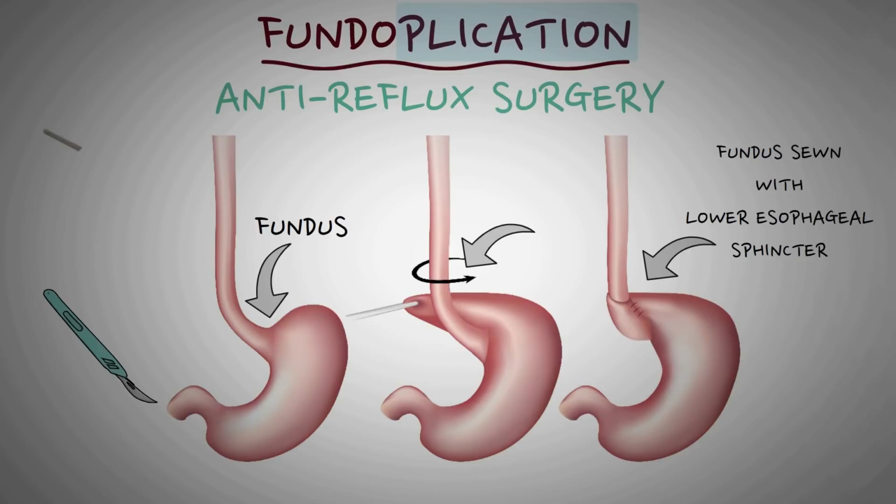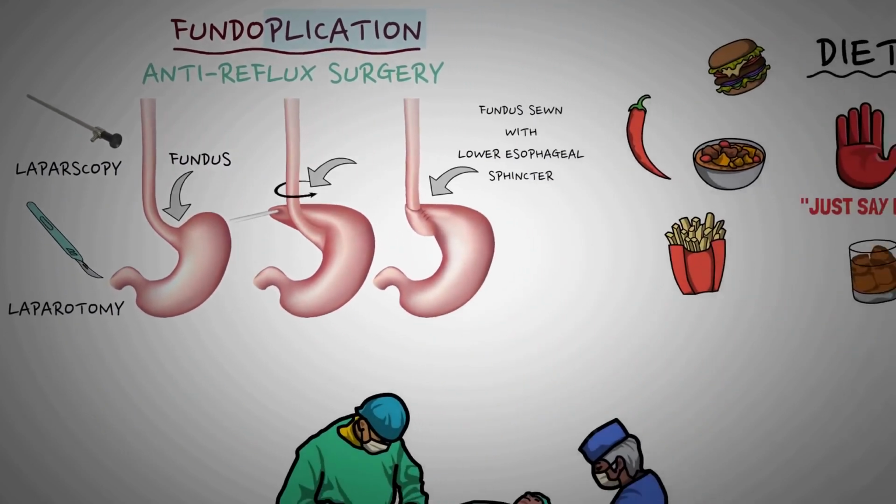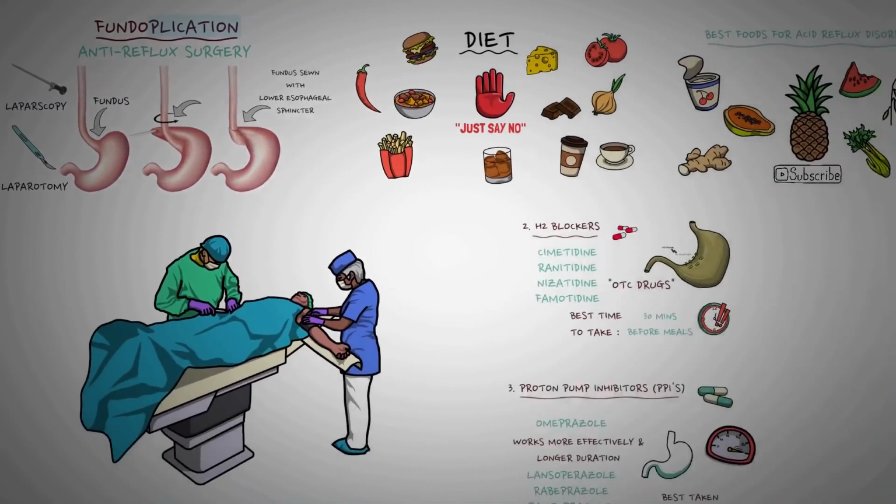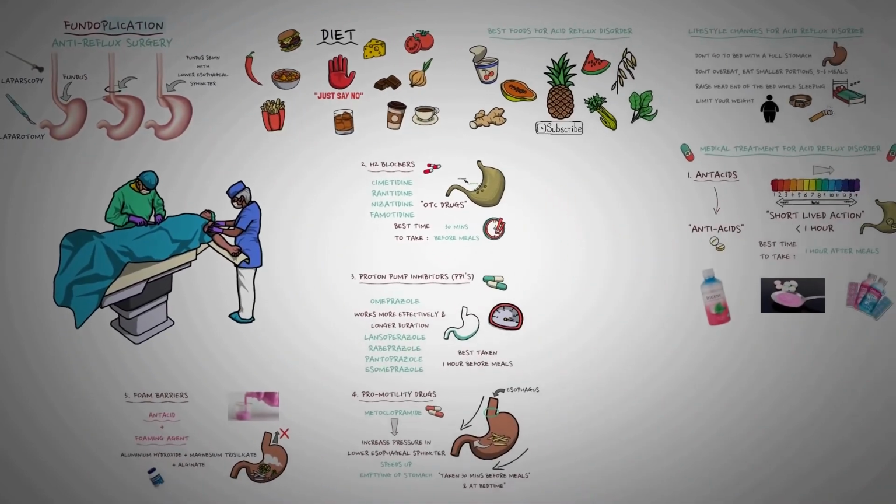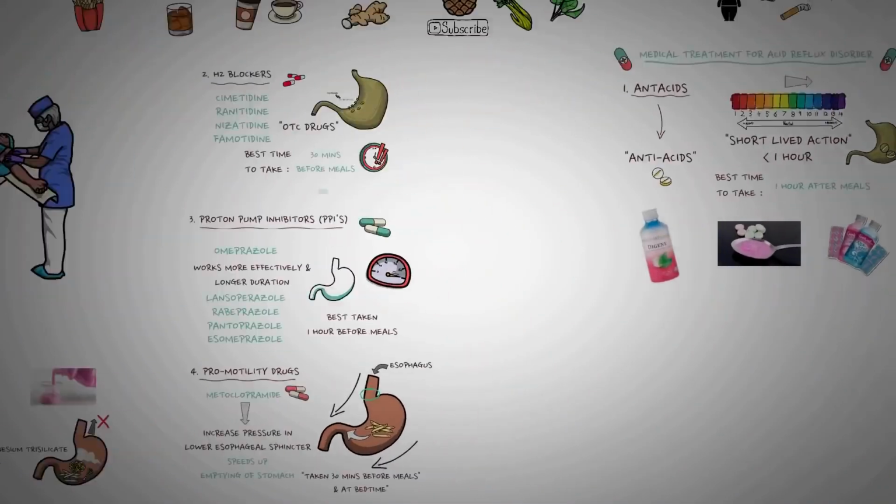Fundoplication may be done using a large incision known as a laparotomy or using a laparoscope, which requires only several small punctures in the abdomen. The advantage of the laparoscopic method is a speedy recovery and less post-operative pain. So this was about the lifestyle modifications, medical and surgical treatment of acid reflux disease.